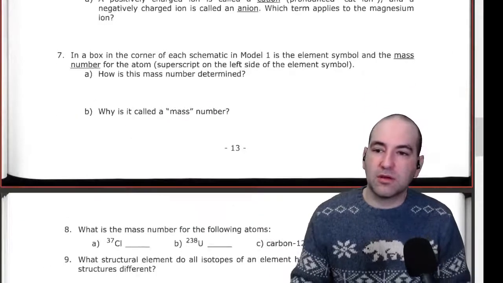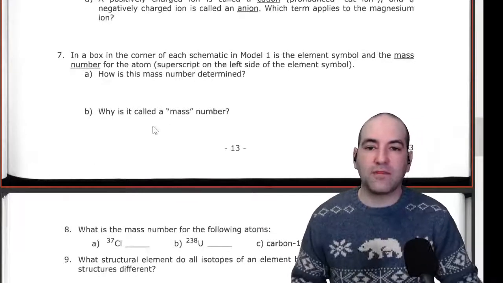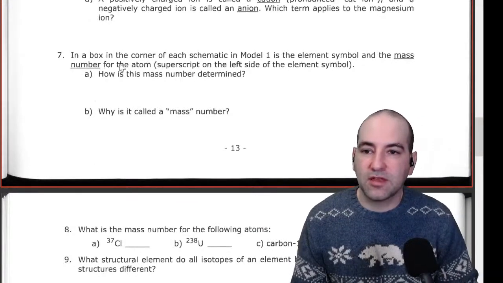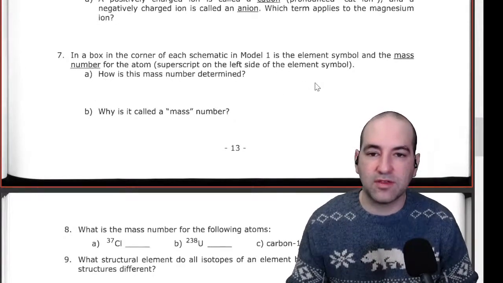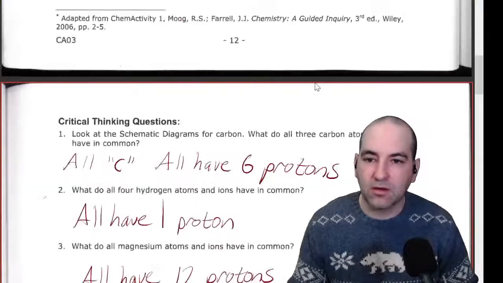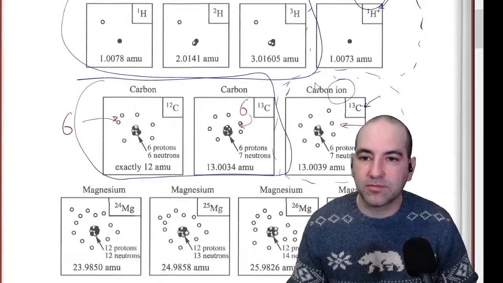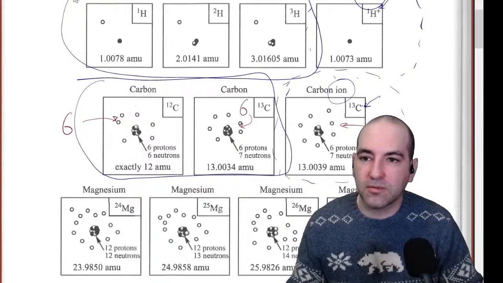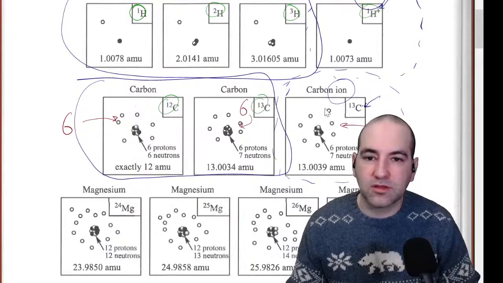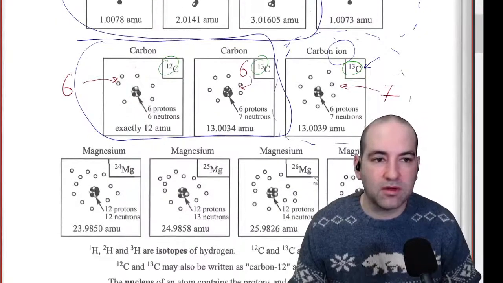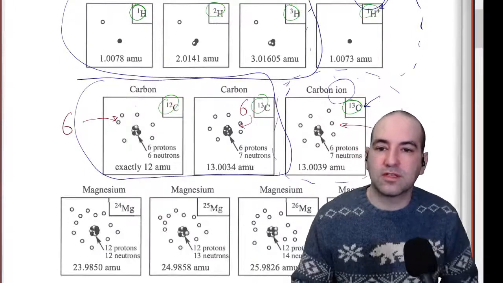And then when you get into number 7, now we're starting to talk about the other particles, the other difference, this box, the mass number, which is the superscript on the left side of the element symbol. So now we're talking about these symbols up here. Why does this change from 1 to 2 to 3 and back to 1? Why does this change from 12 to 13? And 24, 25, 26, 24 down in magnesium. So what's the significance of that?